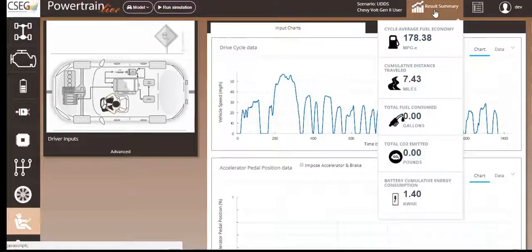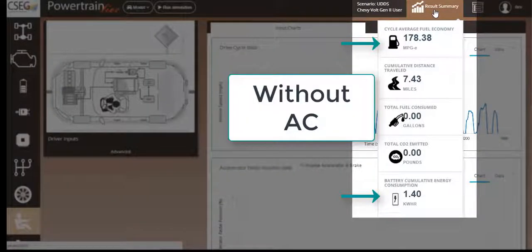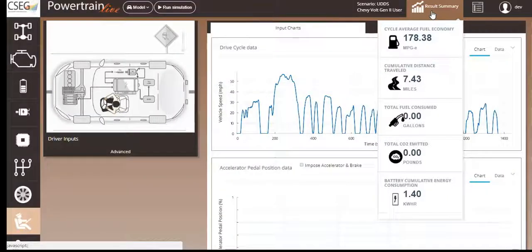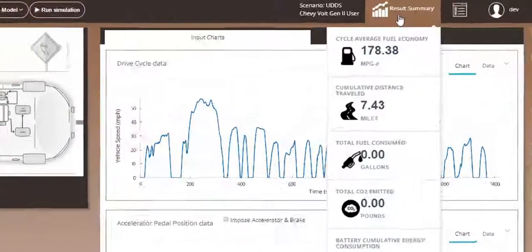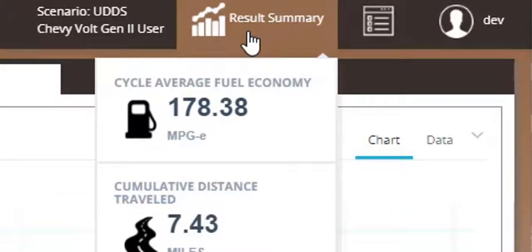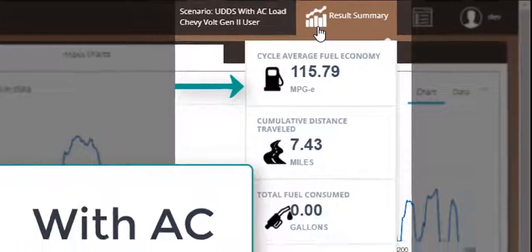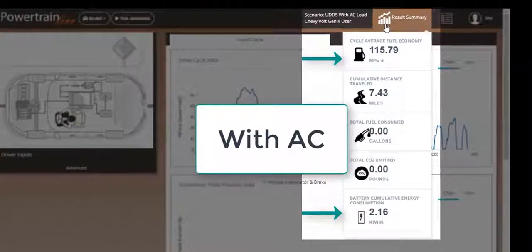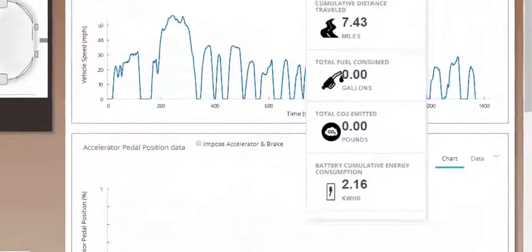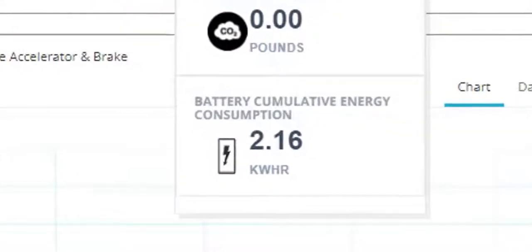Just as in the conventional vehicle, you will be able to see summary results of the fuel economy and CO2 emitted. But for a plug-in, there are two differences. Firstly, instead of the MPG, the MPGE, miles per gallon equivalent, is calculated. Secondly, the battery power consumption results are also reported over the full drive cycle.